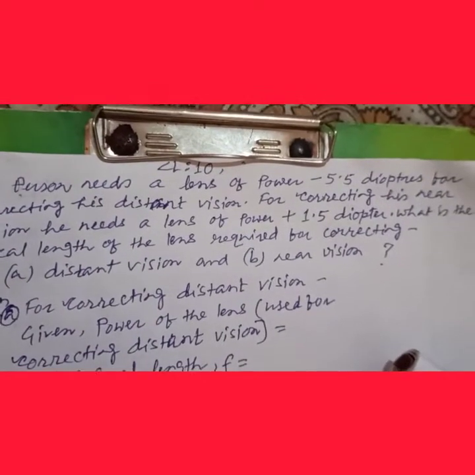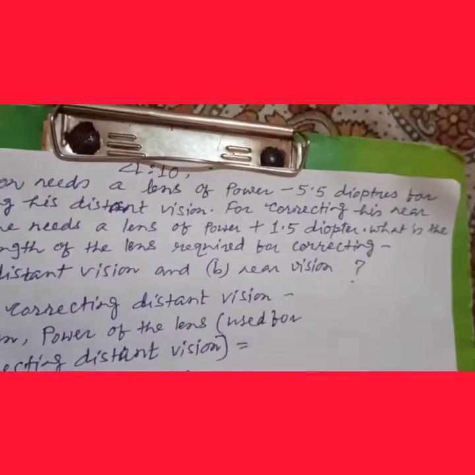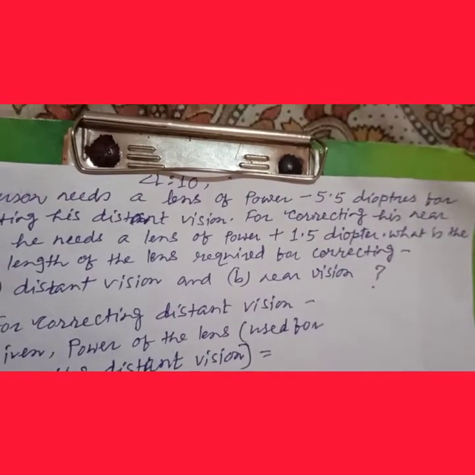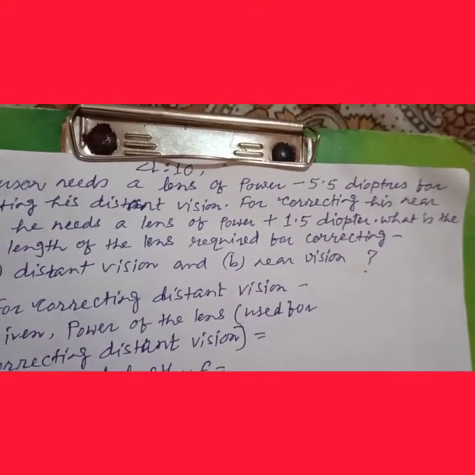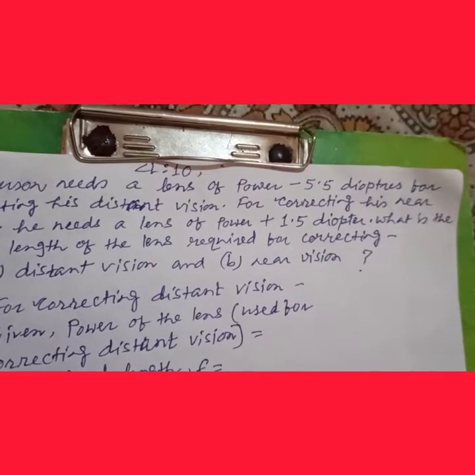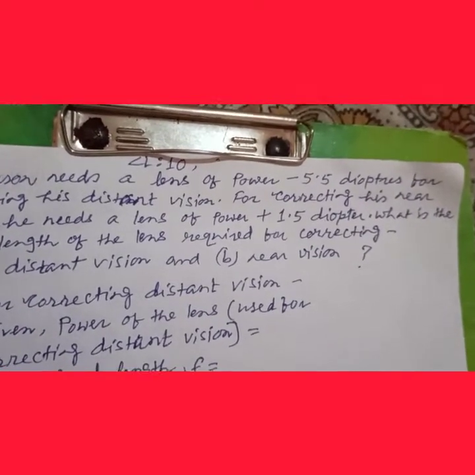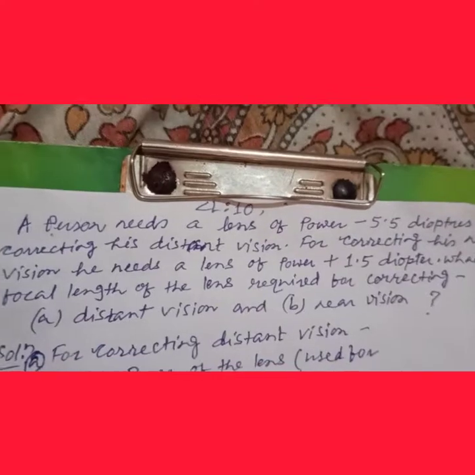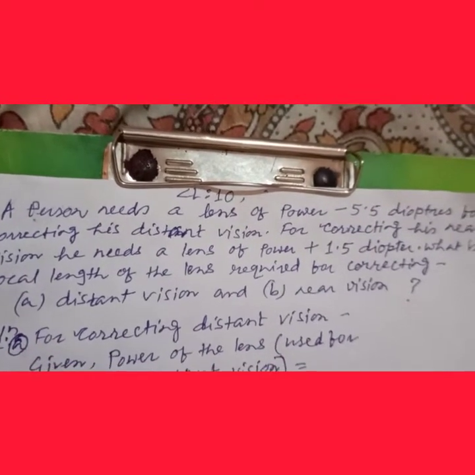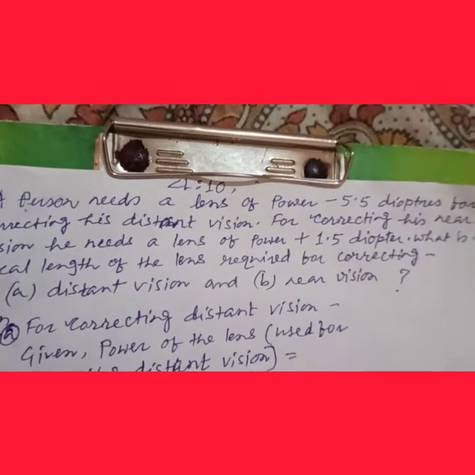Question: it is given that a person needs a lens of power minus 5.5 diopters for correcting his distant vision. For correcting his near vision, he needs a lens of power plus 1.5 diopter. What is the focal length of the lens required for correcting? Number 1, or A, is distant vision, and number 2, that means B, is near vision.